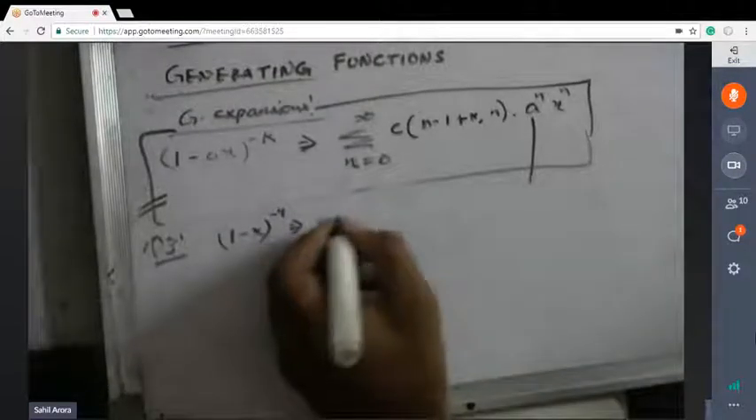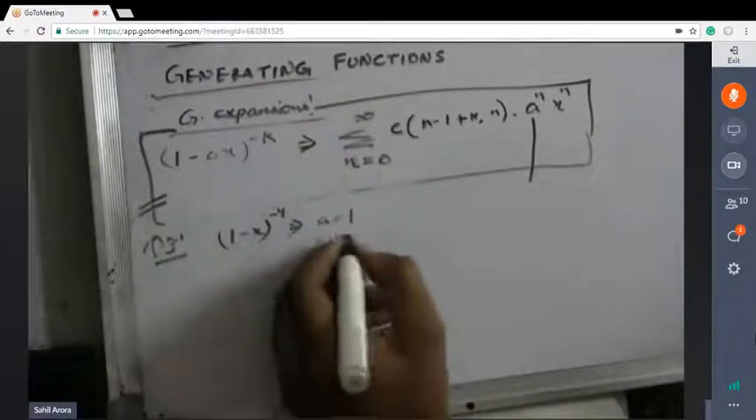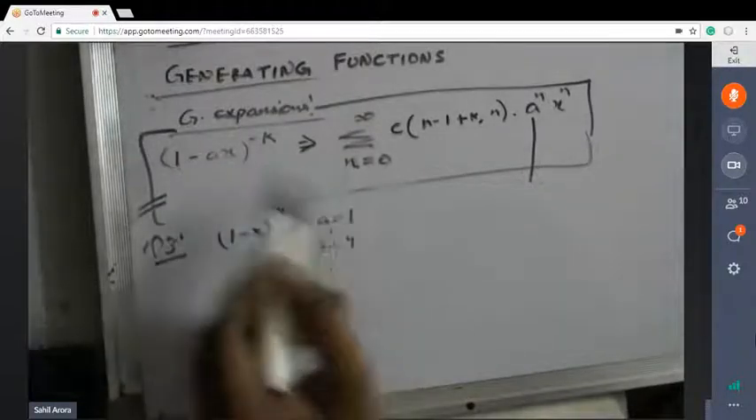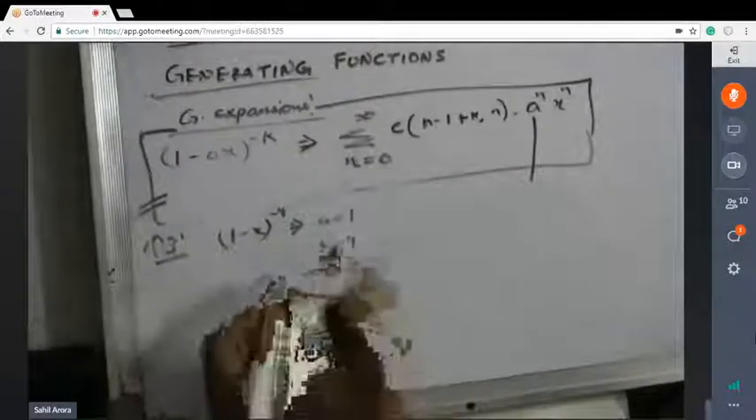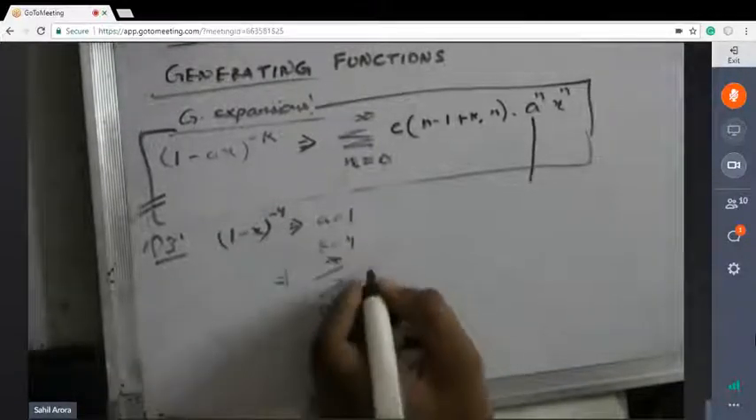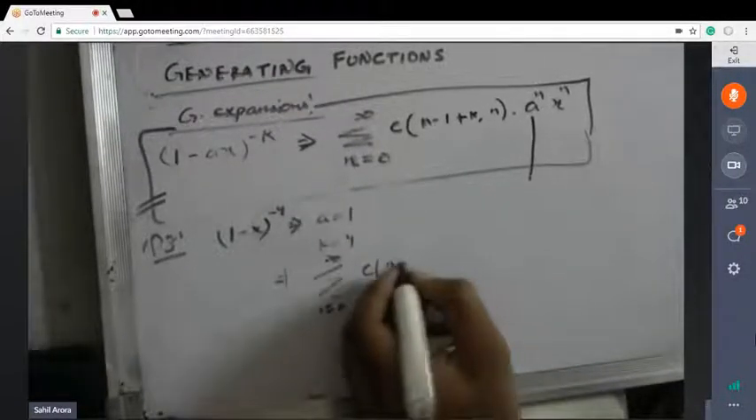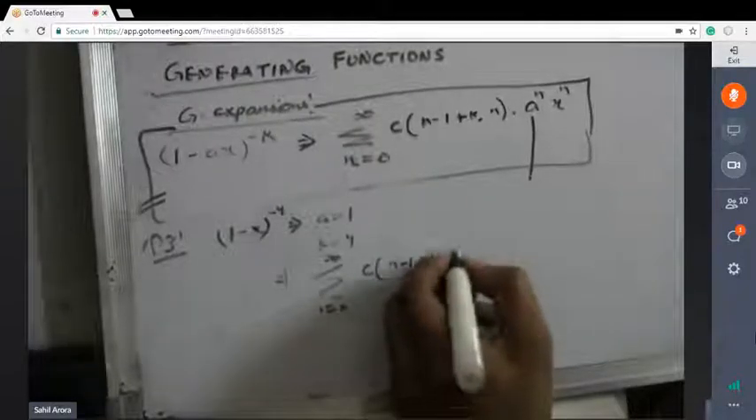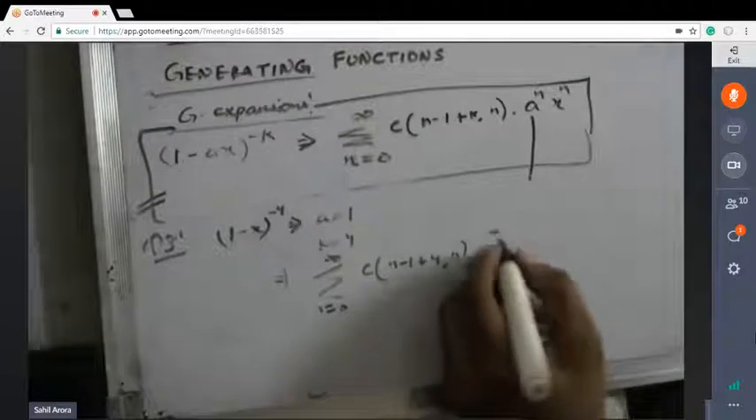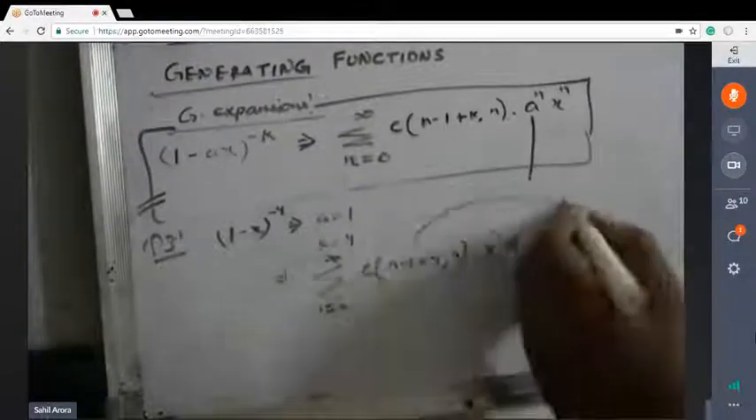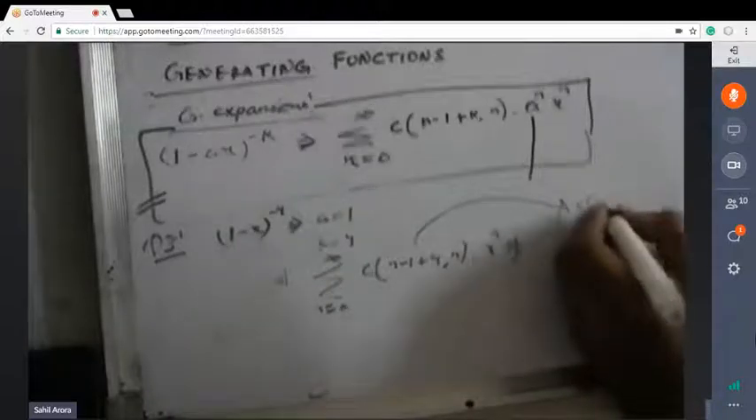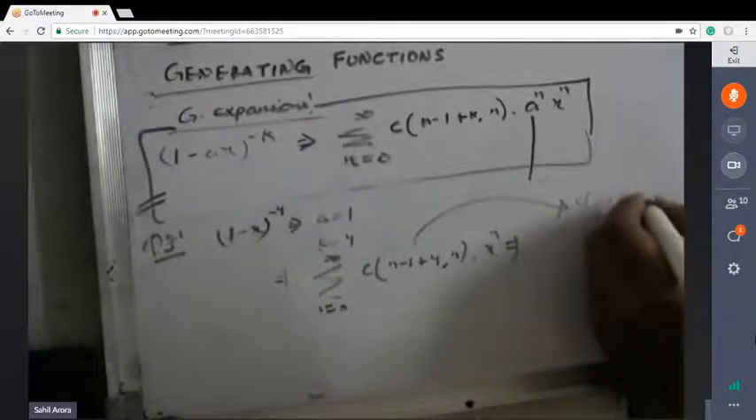So a in this question is 1, k is equal to 4. Comparing, a will become 1, k will become 4. Apply this formula, we get summation n going from 0 to infinite, C(n minus 1 plus k, n), a is 1 only so I'm not writing it, x power n. So how much will it become? Let's solve this part here only. It is nothing but n plus 3, C n.